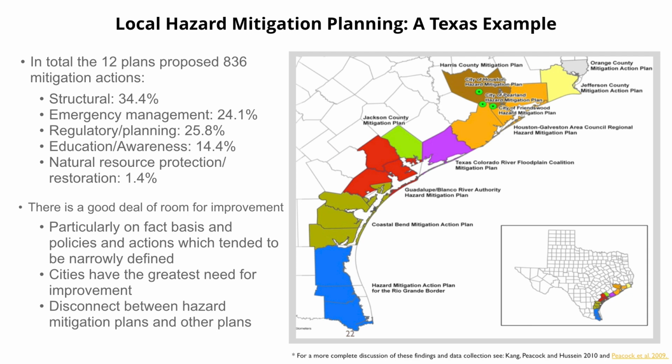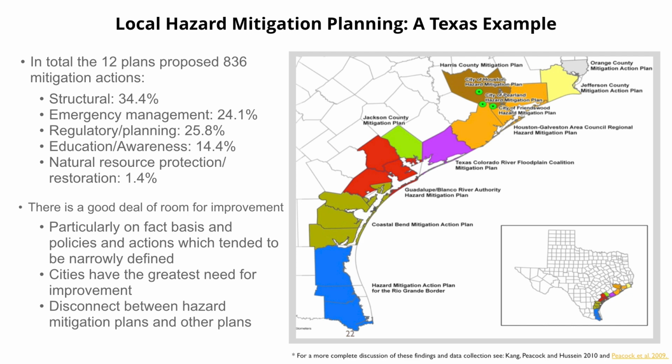34% dealt with structural kinds of things, so levees, seawalls, and those kinds of issues. Again, those traditional approaches. 24% were emergency management things, so not even really addressing broad-based hazard mitigation, but rather dealing with emergency management activities and actions. Now, quite frankly, knowing the low levels of funding, there was an important opportunity to get these things in there, but it shows a shift away from actual mitigation, toward emergency management. We were happy to see about 25% dealt with some kind of regulatory or planning activity to help promote mitigation planning. About 14% dealt with education and awareness programs. Most disheartening, only 1.4% of all the 800 looked at natural resource protection and restoration.